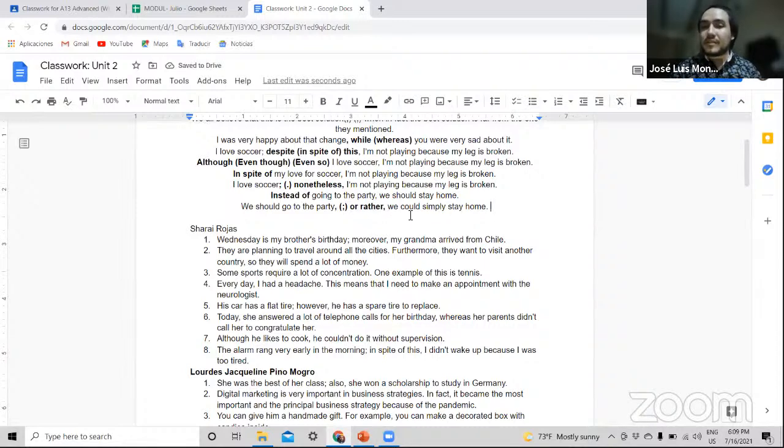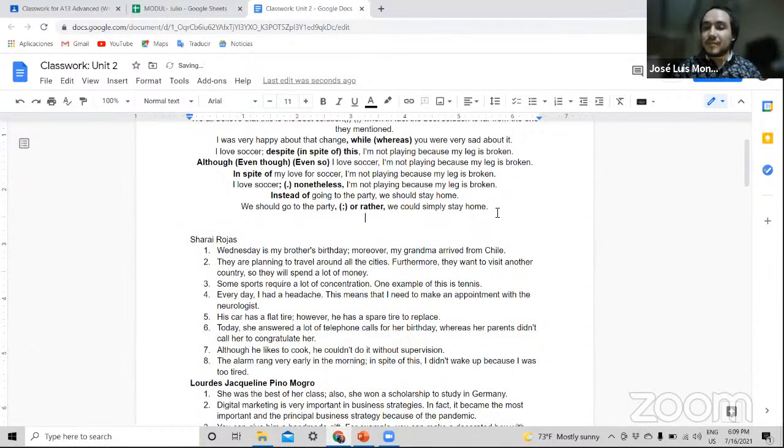It's going to happen the same as or at least, because it's going to be like the last thing that you're going to mention. So you can say, we should go to the party, or at least go and say hi. Or and greet, you can say.